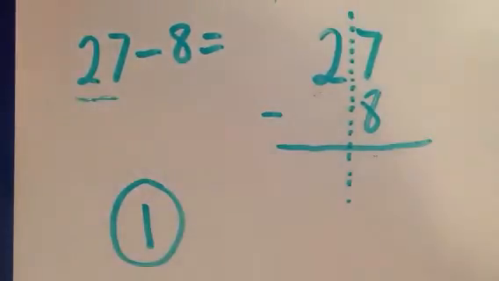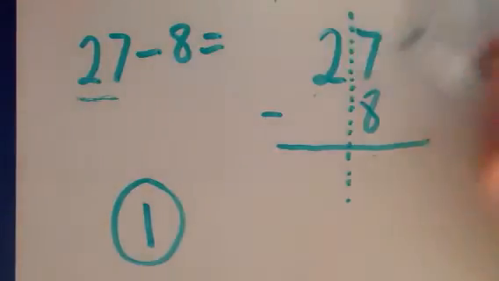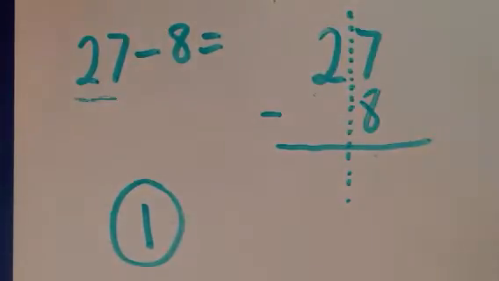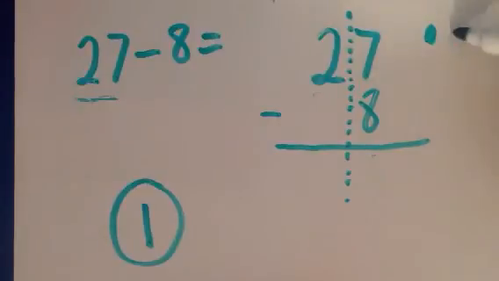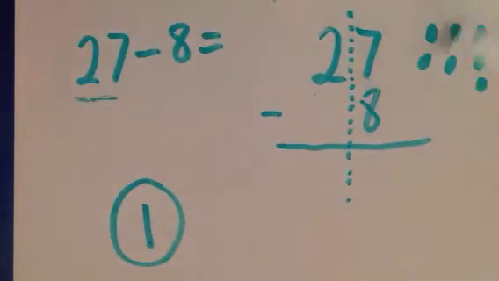Okay? Remember, the number of things we start with is 27, right? Not 8. So I'm going to look at my problem. I'm going to start at the top of the ones, and I'm going to say, I started with what? Well, I'm only going to work with my ones place right now. And I'm going to draw 7 little dots. 1, 2, 3, 4, 5, 6, 7. Now, can I take 8 away? I cannot, can I? I cannot take 8 away.